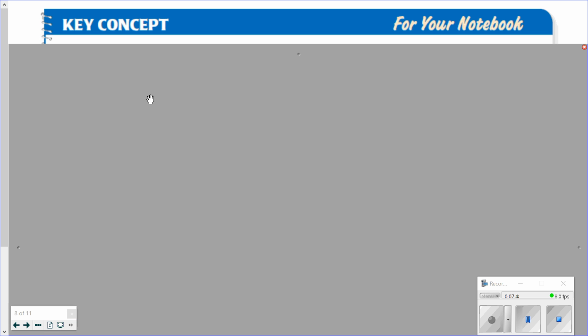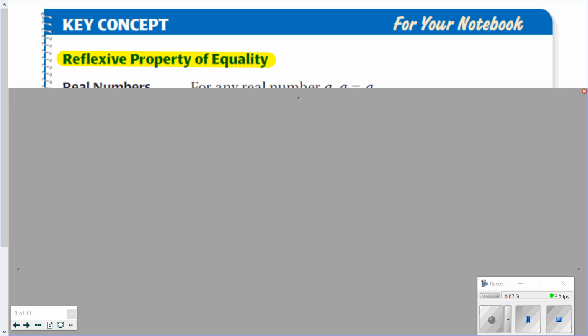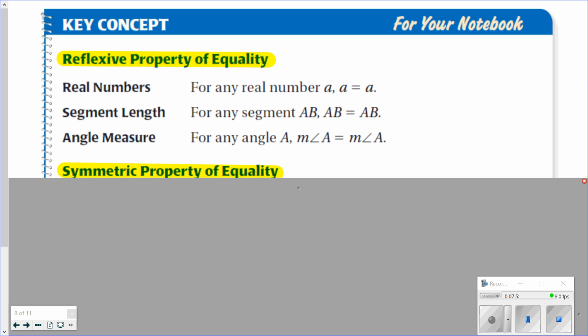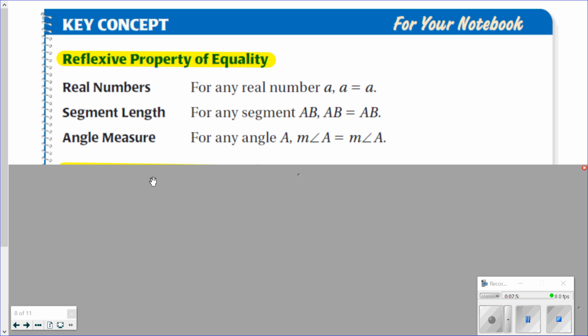Key concepts. Reflexive property. So remember, the reflexive property is just saying that something is equal to itself. So for example, A is equal to A. AB is equal to AB. The measure of angle A is equal to the measure of angle A.